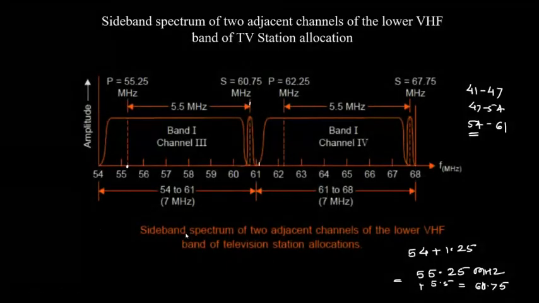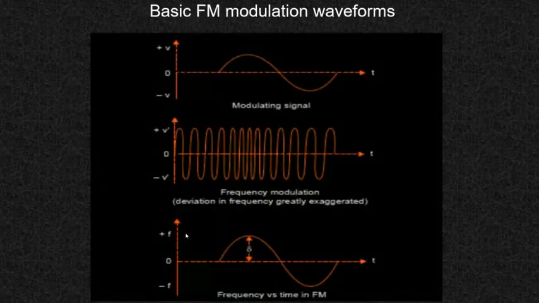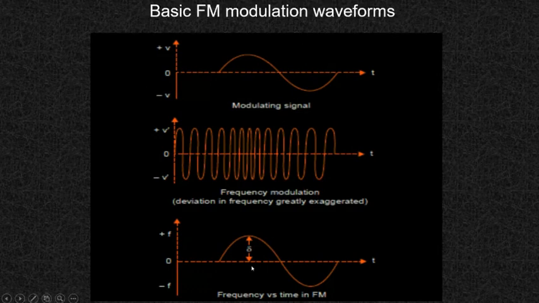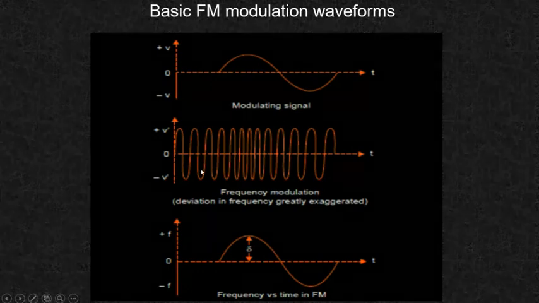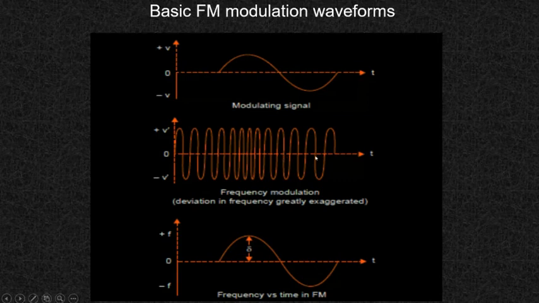The next one is nothing but, I think we have already talked about the channel allocation, okay, how adjacent channels are. Now the basic FM modulation waveform. We have talked about amplitude modulation, now we will talk about frequency modulation, okay. So this is your modulating signal, this is your frequency modulated signal, okay. Now this is frequency versus time in FM. What is the maximum deviation? Here you are getting carrier frequency plus some frequency, and carrier frequency minus.